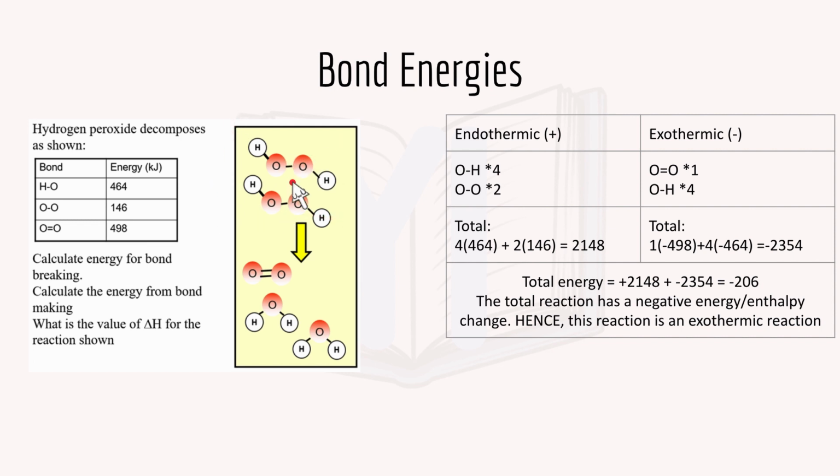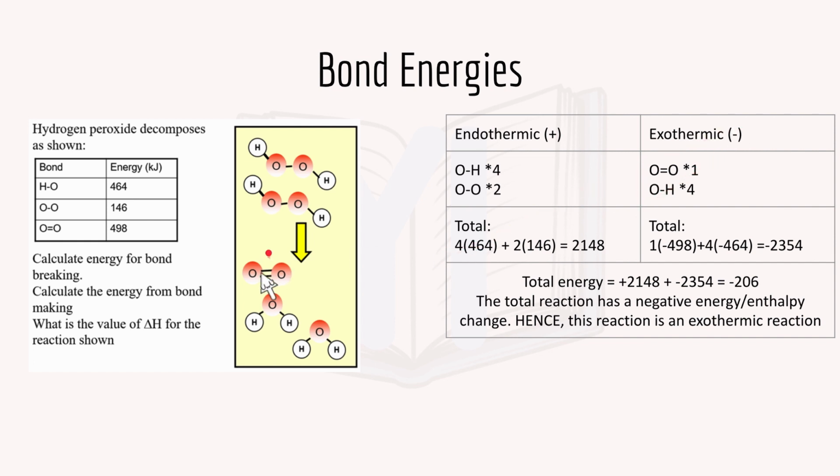Calculate how many OH bonds there are. There's 1, 2, 3, and 4. So what's the OH bond? OH bond is 464 kilojoules. So OH will be 4 times 464, because that's the total amount of energy on the bonds for the OH bond. And for the O to O bonds, there's 1, 2, so 2 O to O bonds, and O to O is 146. So 2 times 146, and the endothermic will be 2148 positive.